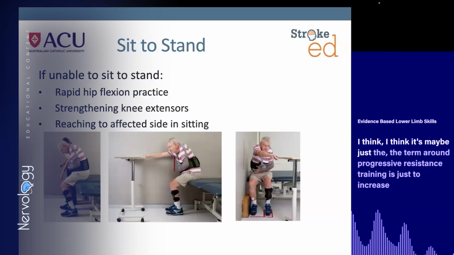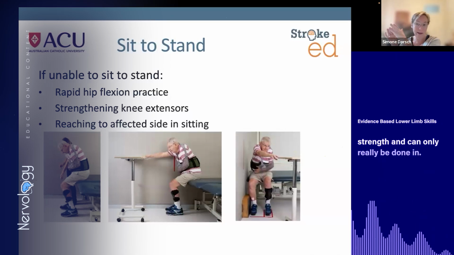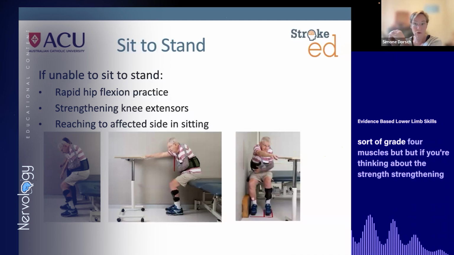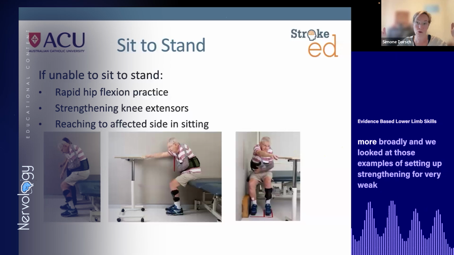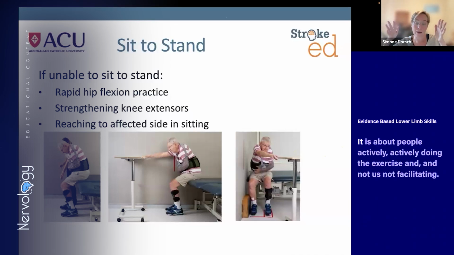I think the term progressive resistance training is just to increase strength and can only really be done in grade 4 muscles. But if you're thinking about the strengthening more broadly, and we looked at those examples of setting up strengthening for very weak muscles, it is about people actively doing the exercise and us not facilitating.